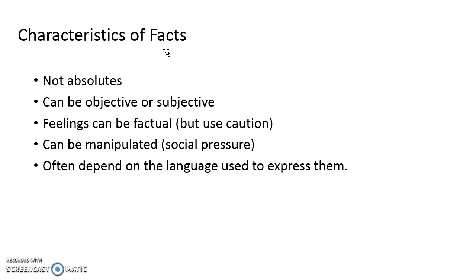Facts also often depend on the language we use to express them, and that is, when we are giving factual representation, we have to be specific, we need to be precise, and we need to use the language that best represents the facts. When people use vague or imprecise language, typically it's because they don't know what they're talking about or they are trying to deceive you, which is why they aren't being more precise about things.